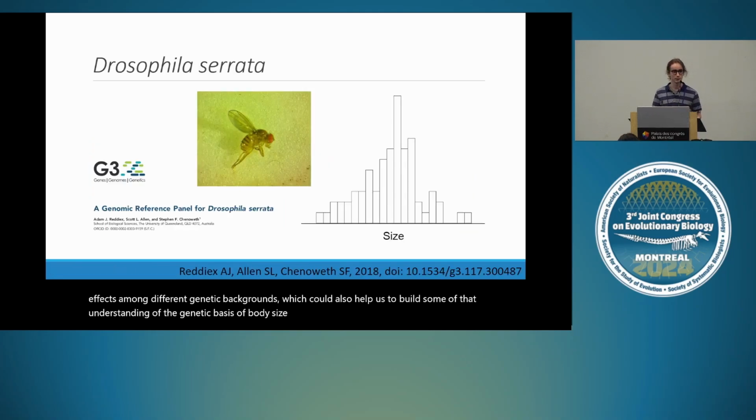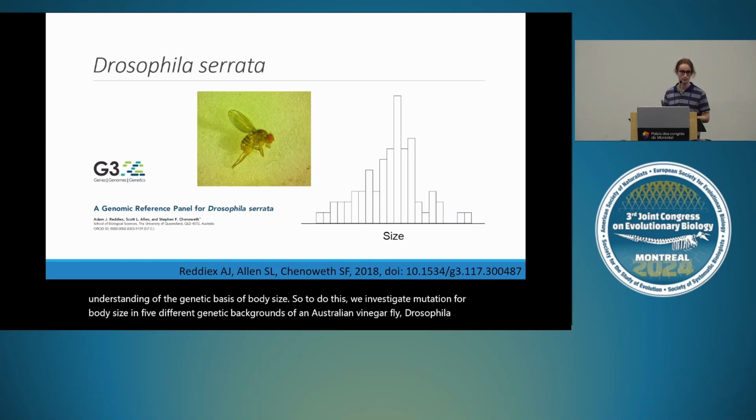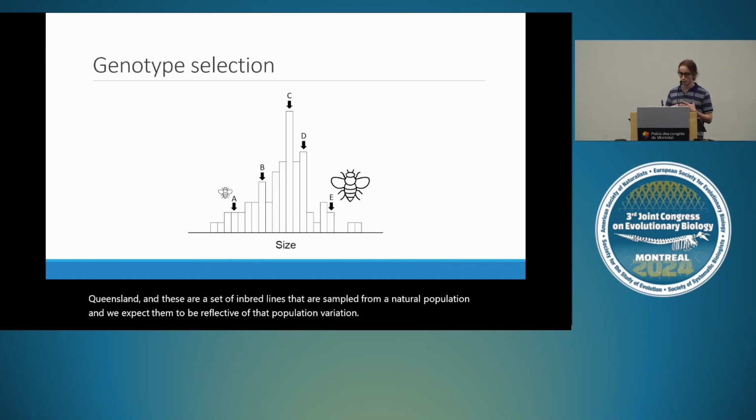To do this, we investigate mutation for body size in 5 different genetic backgrounds of an Australian vinegar fly, Drosophila serrata. The backgrounds were selected from the Drosophila serrata genome reference panel of lines, which were developed by some of our colleagues at the University of Queensland. These are a set of inbred lines sampled from a natural population, and we expect them to be reflective of that population variation. The 5 backgrounds were selected with reference to the range of the body size distribution. We've got some that are really small and really large, those extreme phenotypes, and a couple that are more average. They'll be labeled A to E henceforth.